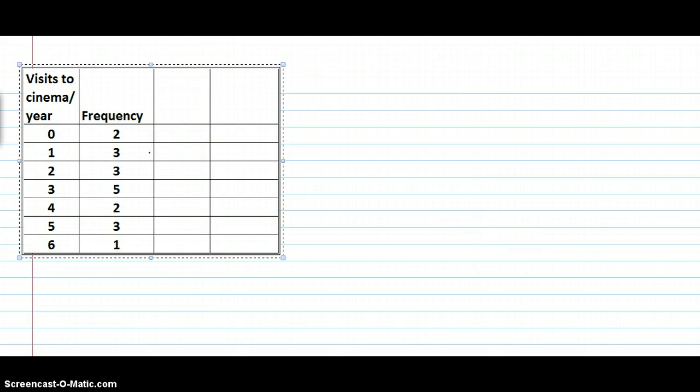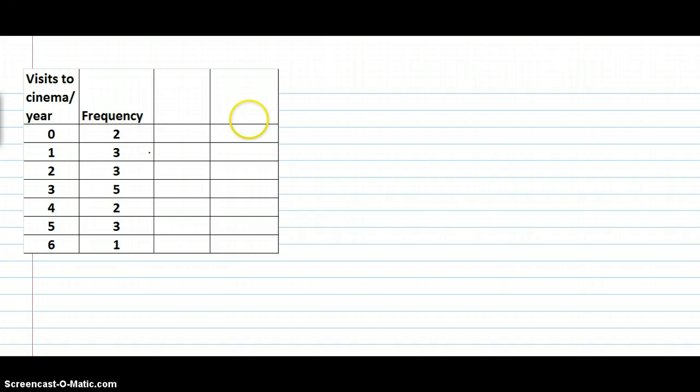Okay, let's look at another example and see if we can find the mean, the median, and the mode for some different data. This data, instead of being presented in a list, is presented in a table. It's looking at the number of visits to the cinema that various people made in a given year. So 2 people visited the cinema 0 times, 3 people visited it once in the year, 3 people visited it twice, 5 visited it 3 times, and so on.